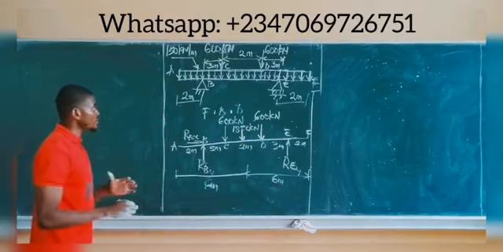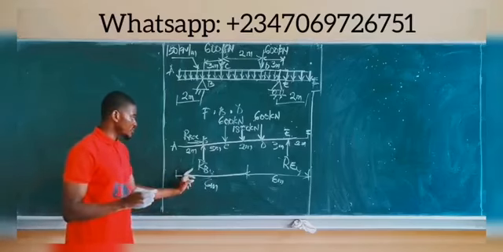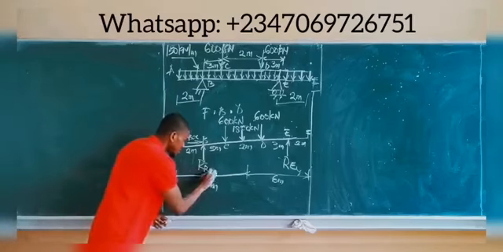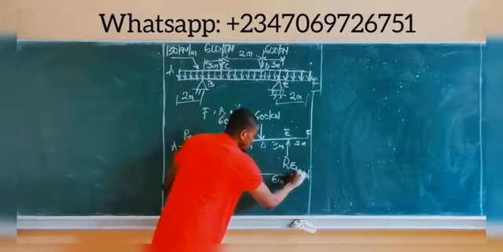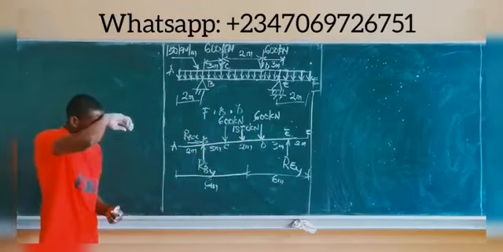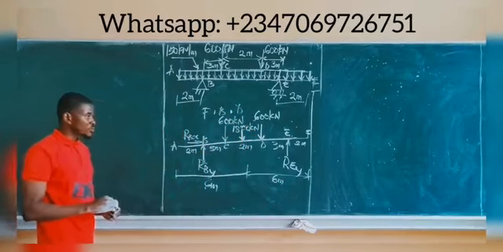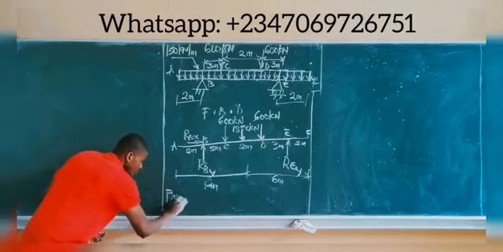Now, the reason why we converted this UDL to point load is just because we need to find these reactions, RBY and REY. So we need to first of all convert the UDL to point load. After this, we can employ our equilibrium equations, from the law of static equilibrium.